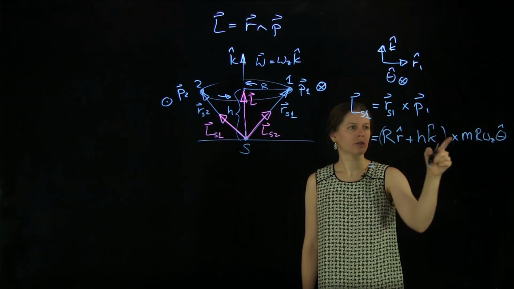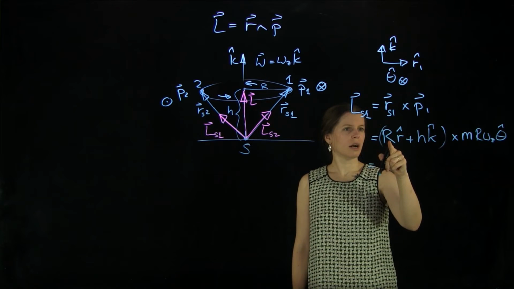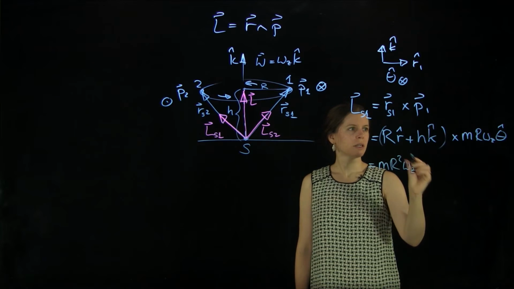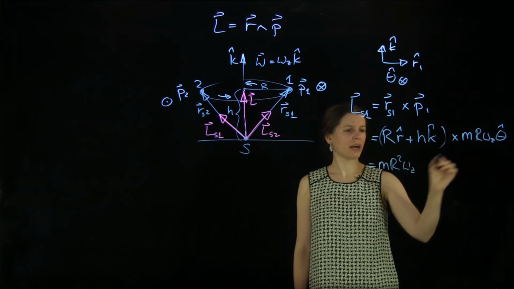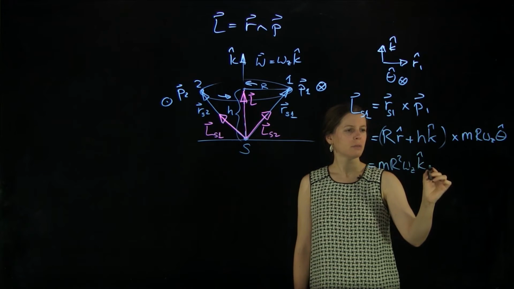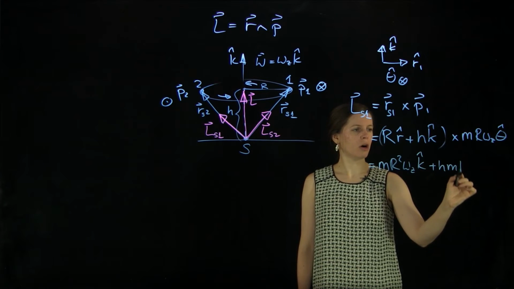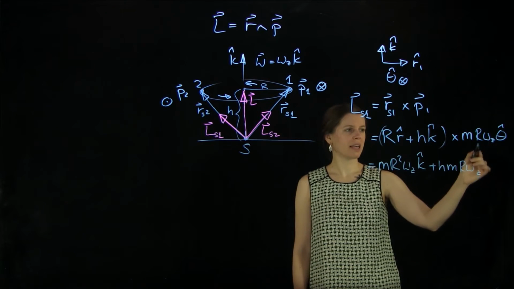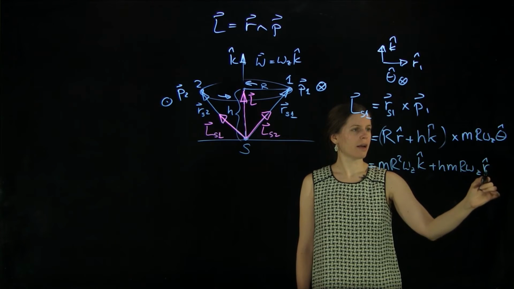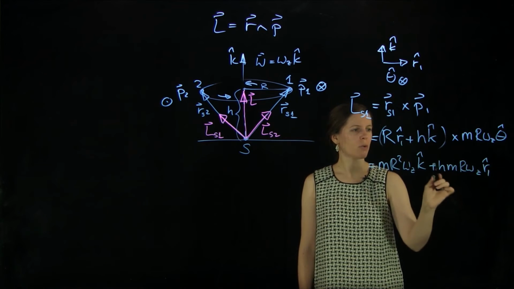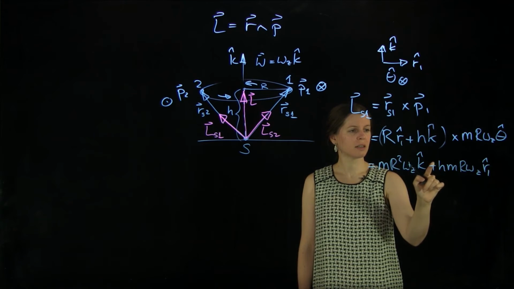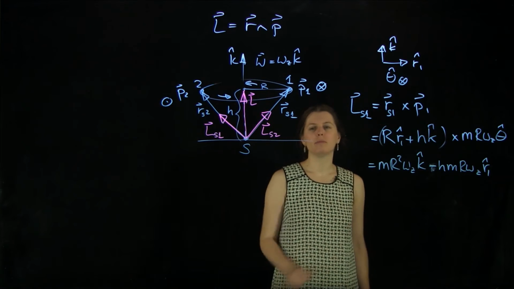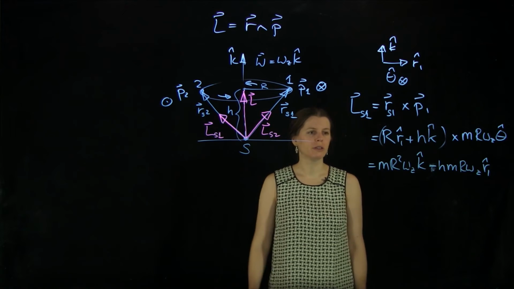So we need to solve this cross product. We're going to have m r squared omega z, and then r hat cross theta hat, that's k hat, plus h m r omega z, and then we have k hat cross theta hat, that's anticyclic, and we get an r hat, and this is an r1 hat. We get a minus because it's anticyclic. That is the angular momentum for our first particle.